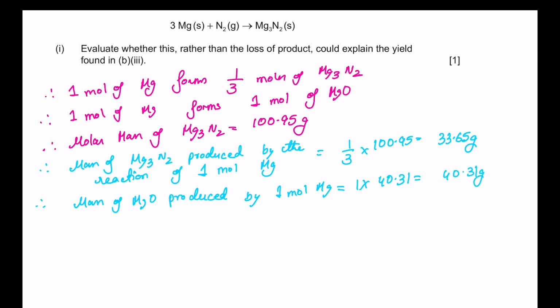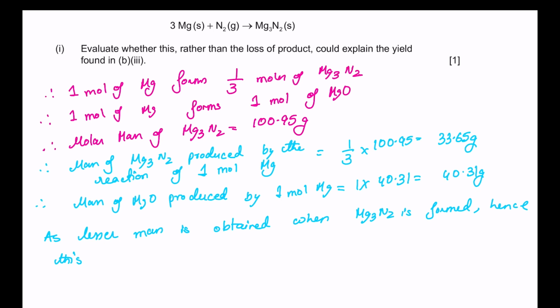Now see, as a lesser mass is produced when Mg reacts with N2, this can be a possible explanation for the yield found in the previous problem. So that's the answer. As a lesser mass is obtained when Mg3N2 is formed, this could be a viable explanation of the yield found in the last part.